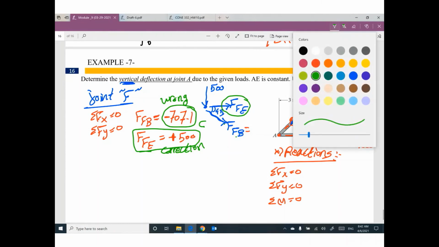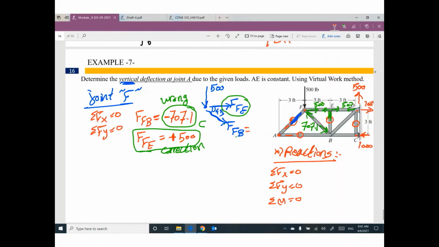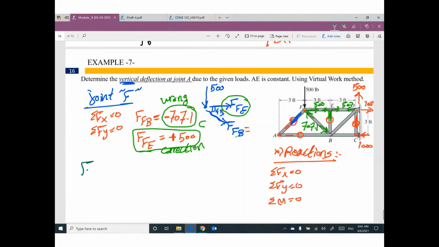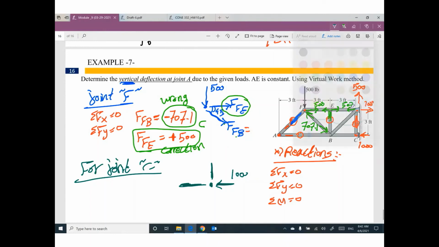I think at joint C, I know some of you will ask why the vertical member here is 0. I covered this before, if you remember. For joint C, what do you have? We have horizontal reaction 1000, a horizontal member and a vertical member. Nothing else. The vertical member equals 0.